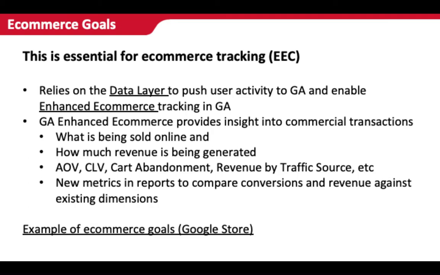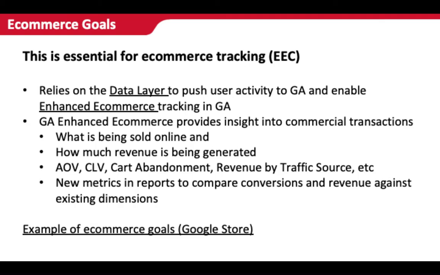We're not going to cover the whole setup of this in this video. We've got another video which I've linked down below, which will show you how to do that. So this relies a lot on the data layer to push user activity to Google Analytics, and also to enable the enhanced e-commerce tracking in GA. So there's two things you've got to do. You've got to have a data layer in your website, which is a JavaScript object or a JSON file, and it's got to be dynamic. You've got to push the dynamic values in your checkout into that data layer and do it with the right syntax, the right way, and then Google's going to be able to get that data, pull it in, and you're going to get enhanced e-commerce tracking on your Google Analytics.